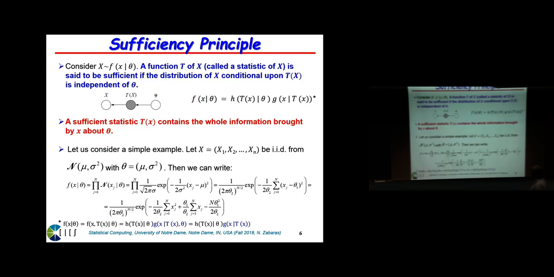All right, so let me introduce what is called the sufficiency principle, okay? Nothing Bayesian yet. And rather than starting with the definition of what the sufficiency principle is, let me do this with an example, and then we will go backwards on the slide. So let's say that we have a collection of data, x1, x2, xn, that are IID data from some Gaussian with some unknown mean and variance. So I call those parameters theta.